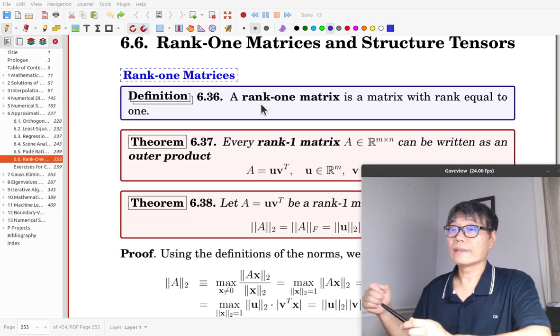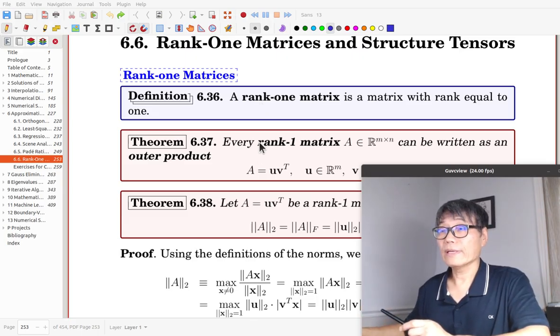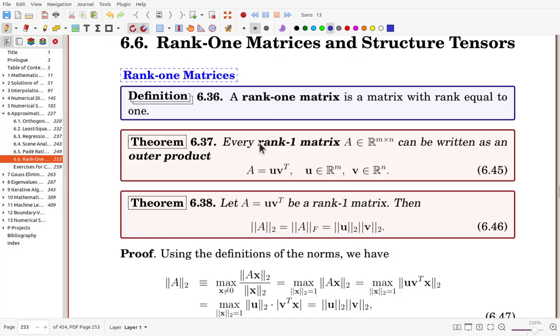So we can prove the theorem quite easily. Every rank 1 matrix A, which is in n by n dimensions, can be written as an outer product. A is U V transpose for some U and V. You may consider U as a specific column, and V can be the collection of scalars.